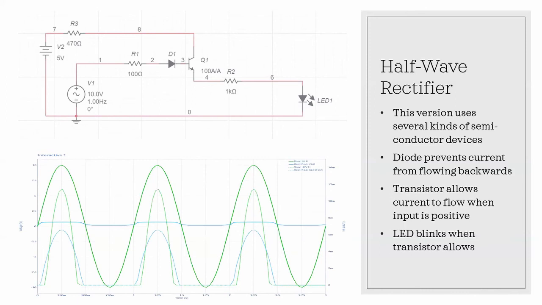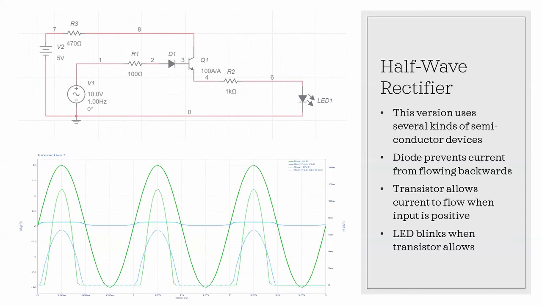I encourage you to build this circuit in Multisim, play around with it, see if you can get it to do other things. Maybe include a capacitor in series with a resistor to try to slow it down and get it to smooth out a little bit. You might also try to make a full wave rectifier, which might show up on a test someday.